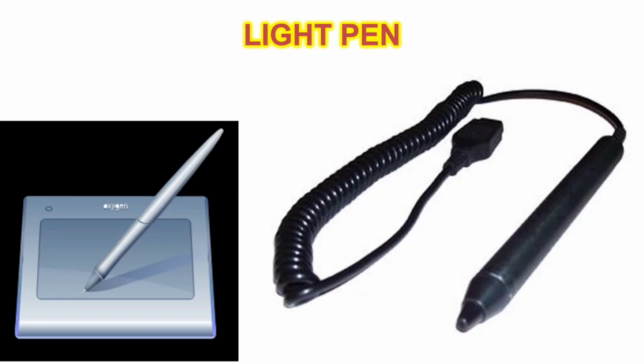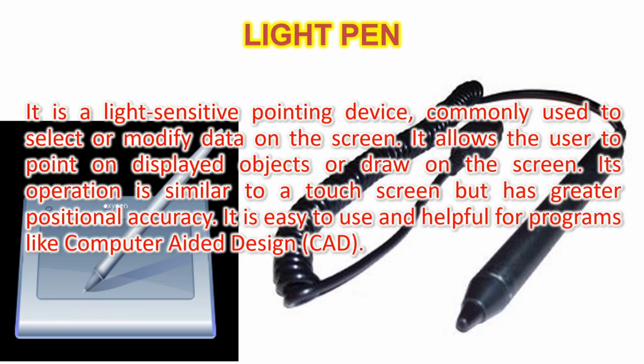This is another device that we are going to discuss. It is used to draw and mark on the computer screen, that is light pen. It is a light-sensitive pointing device commonly used to select or modify the data on the screen. It allows the user to point on displayed object or draw on the screen. Its operation is similar to a touch screen but has greater positional accuracy. It is easy to use and helpful for programs like computer aided design (CAD).